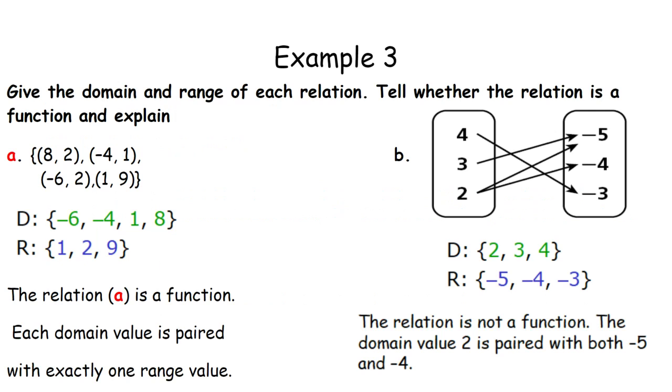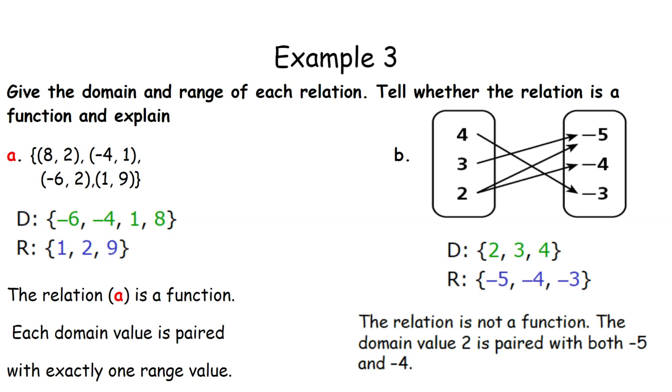Example 3. Give the domain and range of each relation. Tell whether the relation is a function and explain. Relation A consists of the set of ordered pairs (8, 2), (negative 4, 1), (negative 6, 2), (1, 9). The domain of this relation consists of the numbers negative 6, negative 4, 1, and 8. And the range consists of the set of numbers 1, 2, and 9. The relation A is a function. Each domain value is paired with exactly one range value. For this reason, it is a function.